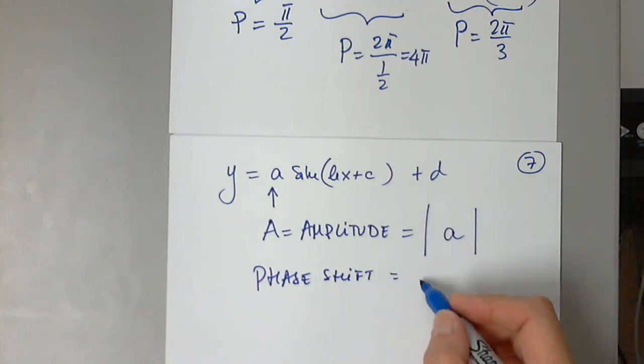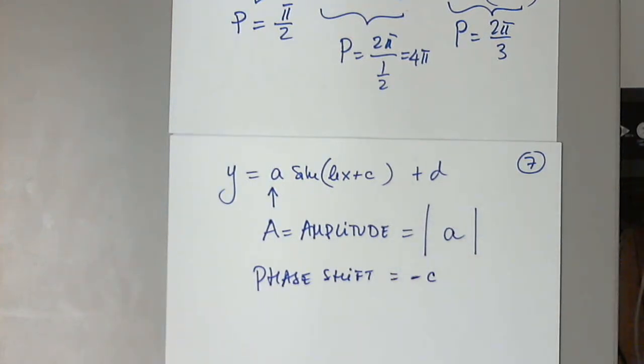The phase shift in this case is -c. Because we know that if c is a positive number, the horizontal shift is called, for trig functions, phase shift. So it's the same thing as the horizontal shift, but it's called phase shift for trig functions. If c is a positive number, the shift will be to the left. If it's a negative number, the shift will be to the right. And that doesn't change from what we know from before.